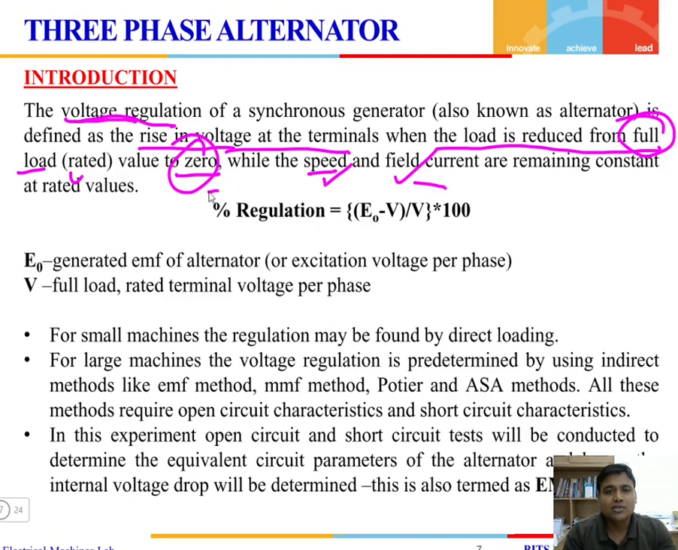So the percentage regulation formula, that is the voltage regulation, is the change in the voltage between the no load and the full load value, divided by the voltage at the full load, into 100, because we convert it into percentage.